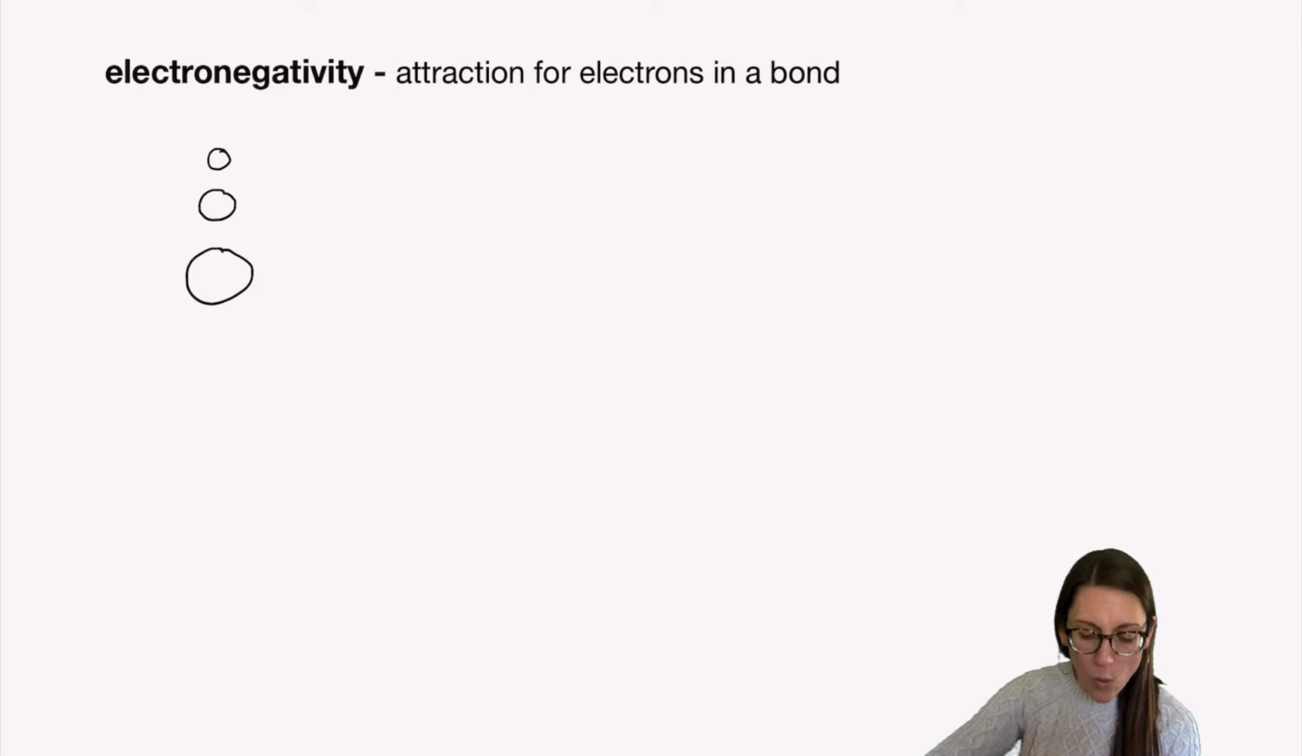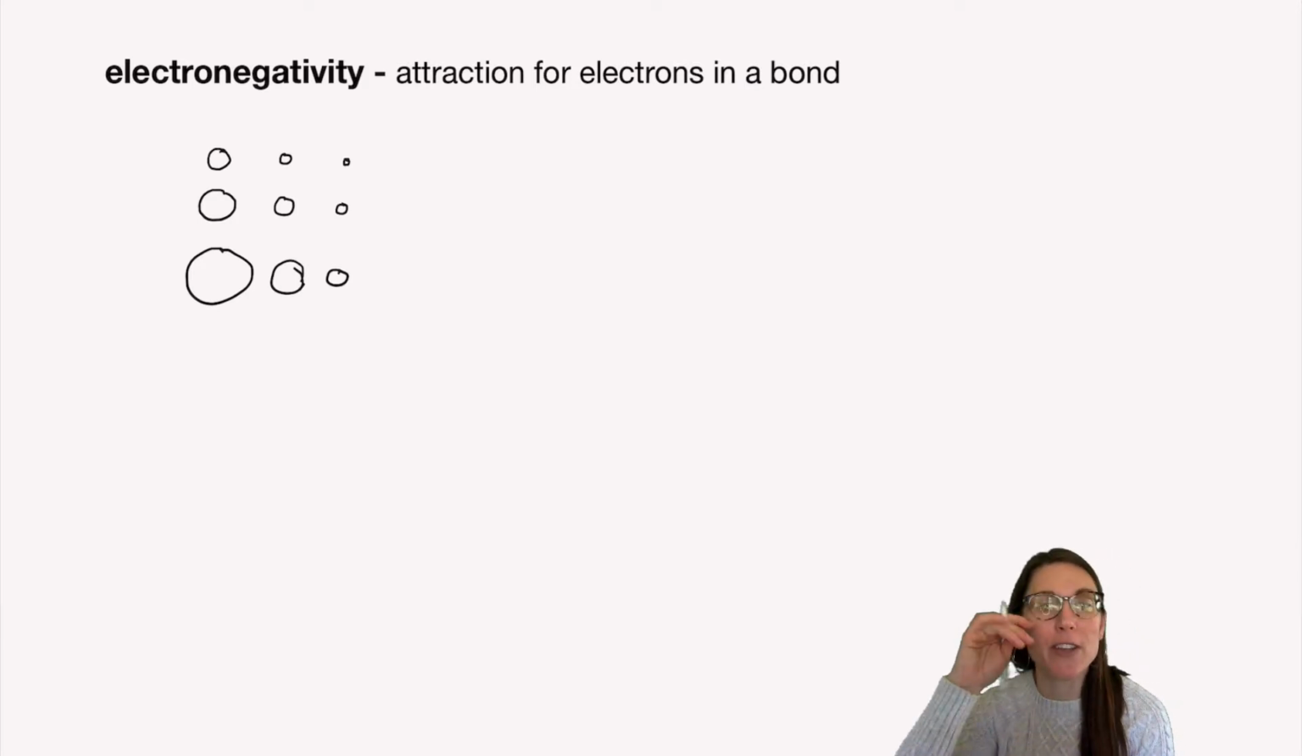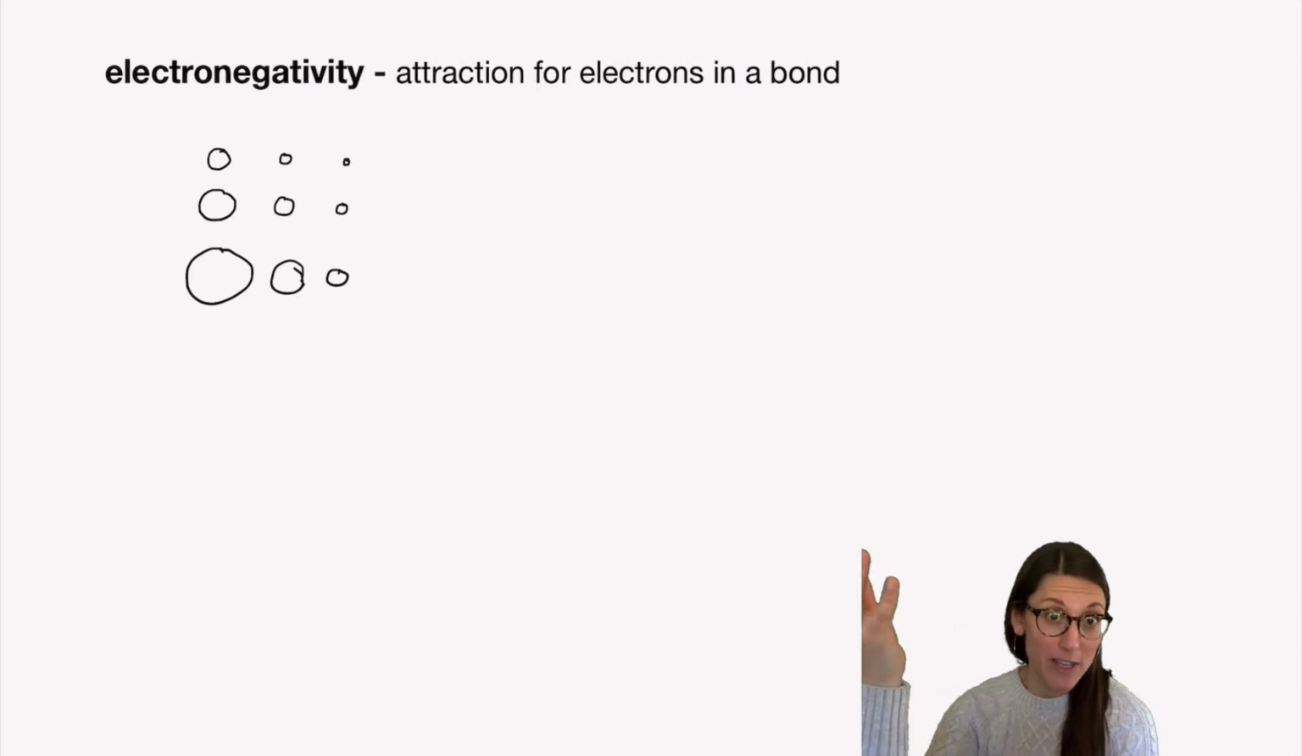But then as you go horizontally, the atoms get smaller because the larger nuclear charge pulls on the electrons in that shell and causes them to get pulled closer to the nucleus. So if this is the general pattern we see on the periodic table, let's start to think about making bonds with these atoms.